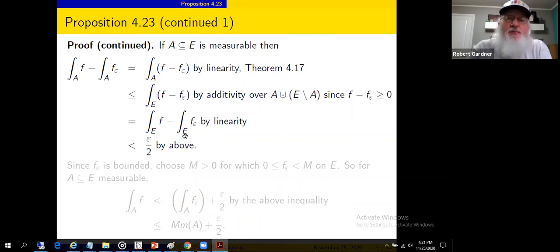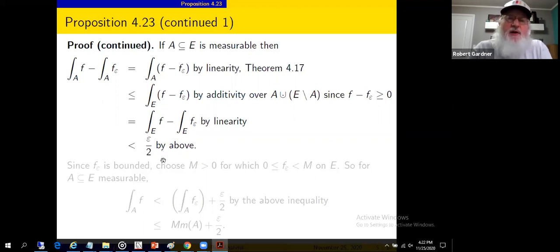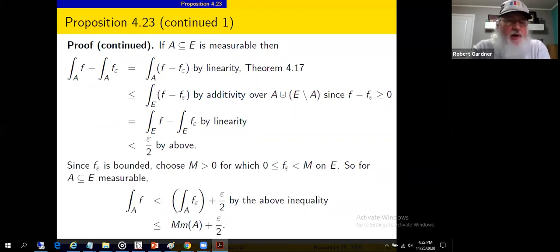Linearity lets us peel these two apart. And what we've accomplished here is we've moved from integrals over set A to integrals over set E. Linearity we're using is dealing with f and f sub epsilon as integrable functions. So it's this theorem 4.17 again, that linearity. And we saw on the previous slide that f sub epsilon has been chosen in such a way that the difference of those two integrals is less than epsilon over 2. Remember, we're trying to show this is small.